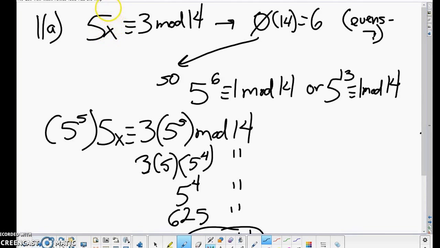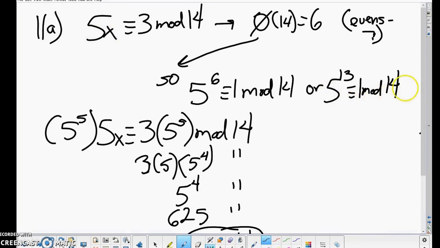I just wanted to show you one example played out. So if you had 5x is congruent to 3 mod 14 and your goal is to solve it for x, there's many ways to do it. One of the ways to do it would be to keep adding 14s. That's still true. A second way would be to use Fermat's little theorem, because 5 to the 13th is 1 mod 14.